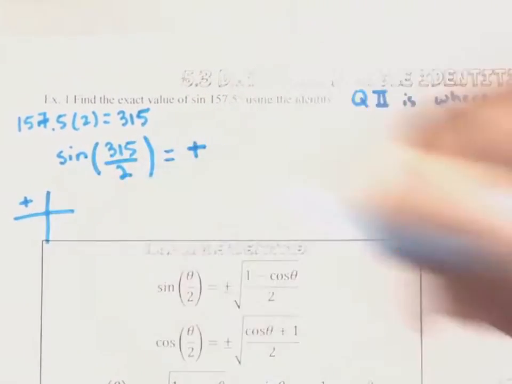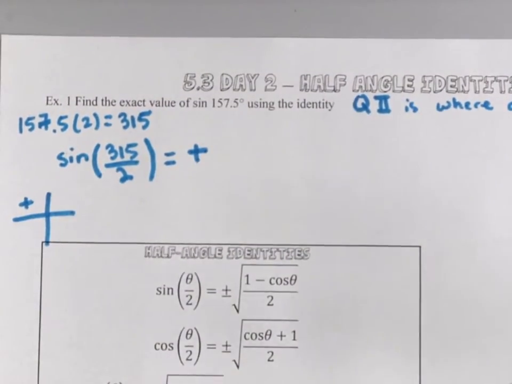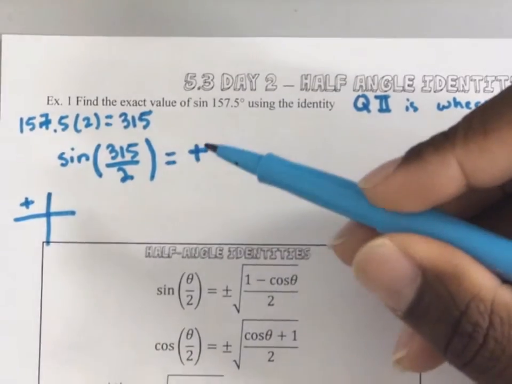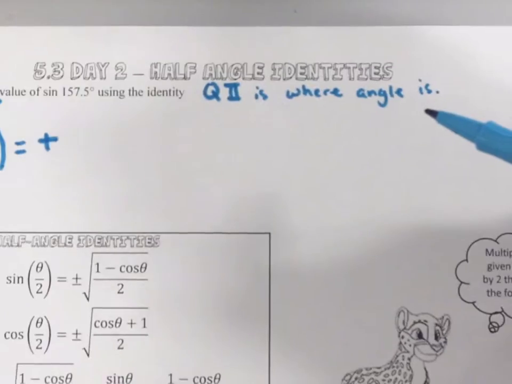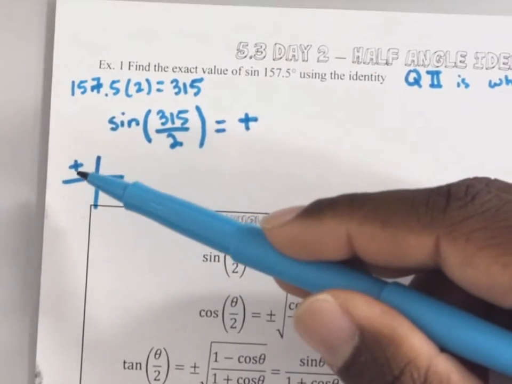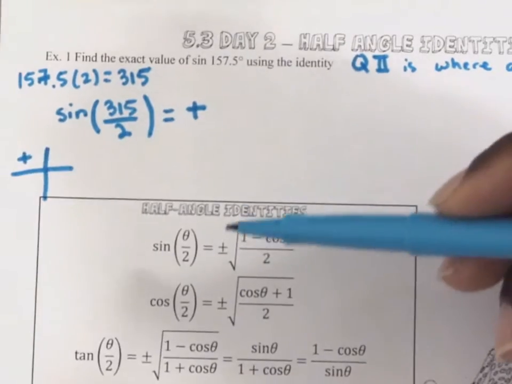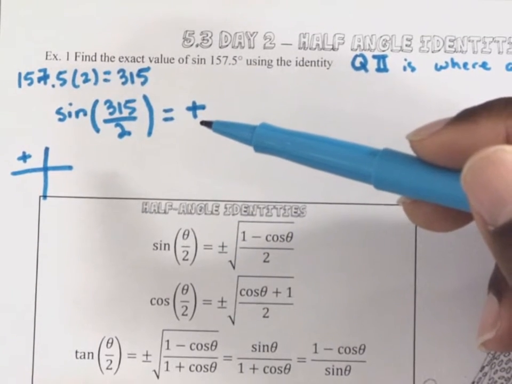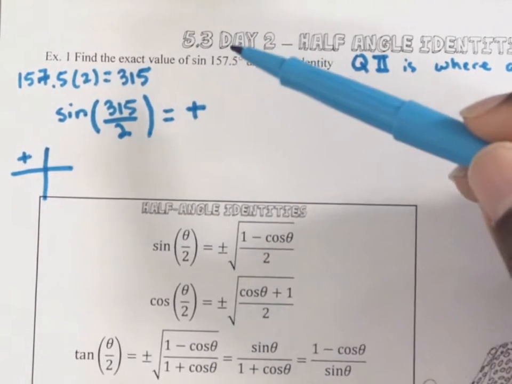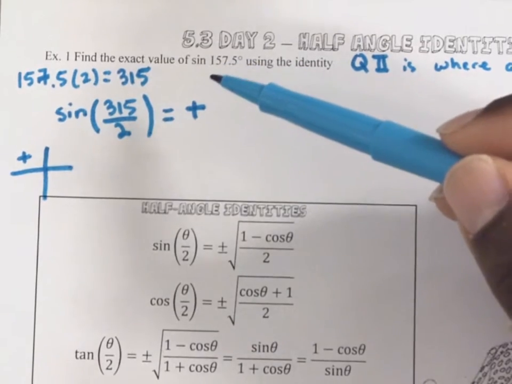And normally you just leave this blank, but I'll put a plus there just so we know we had to choose plus. And we chose plus because this angle's in the second quadrant and sine is positive in the second quadrant. So we're going to go with the positive option. Does that make sense? Yeah. Not of 315, but of our original angle.